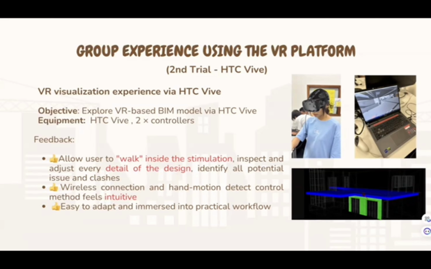For the second trial, we tried another VR headset, HTC Vive, to visualize a BIM model that we inputted, focusing on clash detection. The experiment was highly immersive and practical. We could physically walk inside the simulation, inspect and address every detail of the design, and instantly identify potential issues and clashes at all scales. More importantly, after the first trial, our adoption was almost immediate.